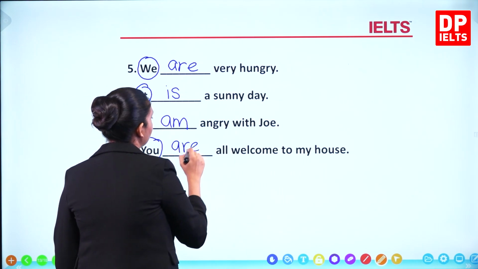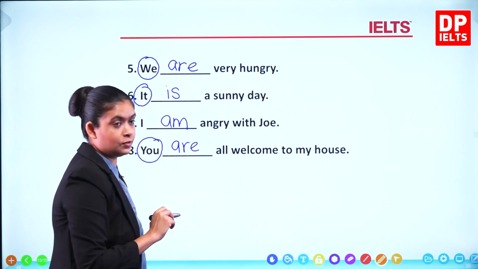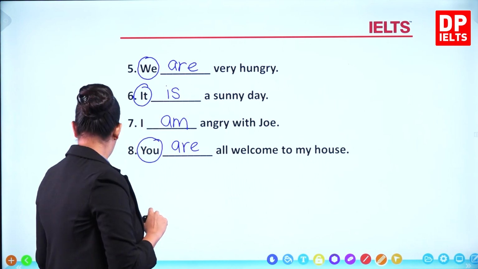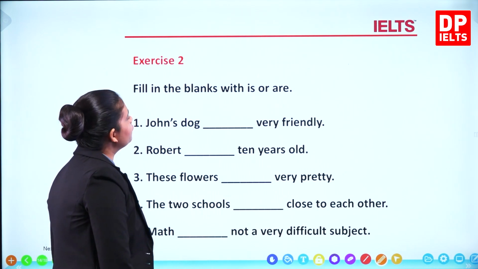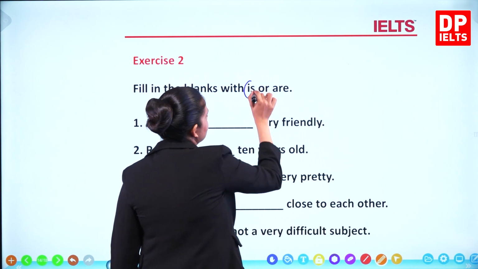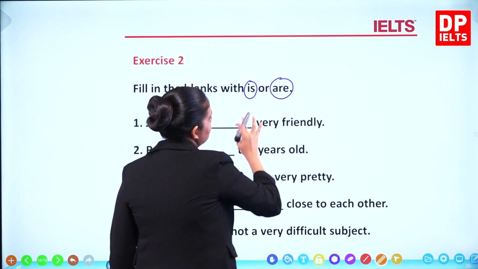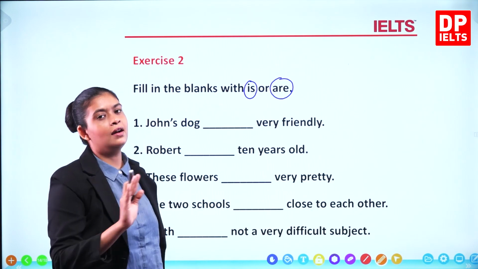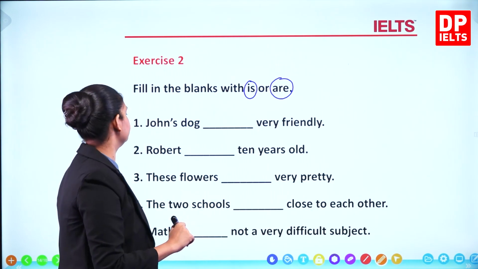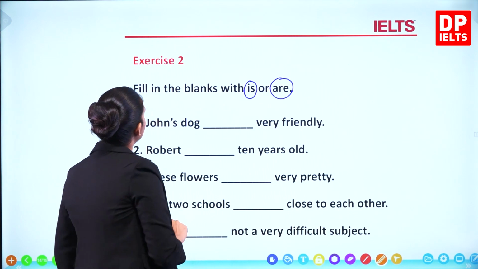So it is you are all welcome to my house. Right. Exercise 2. Fill in the blanks with is or are. Right. Let's have a look.